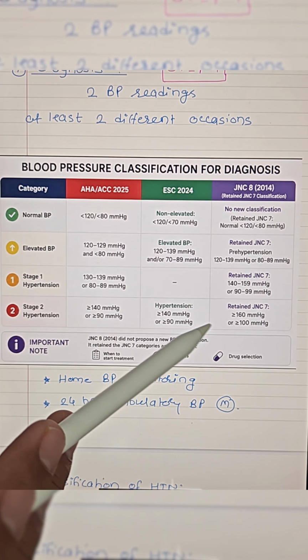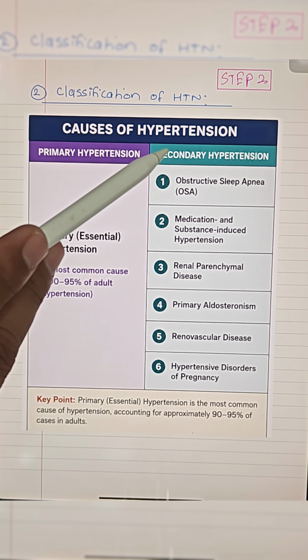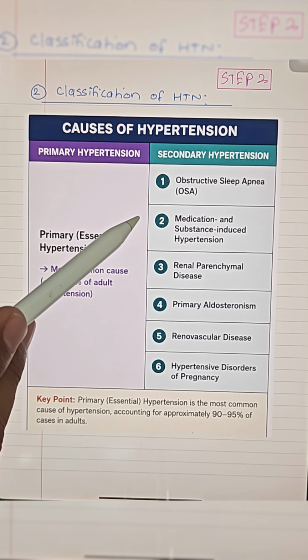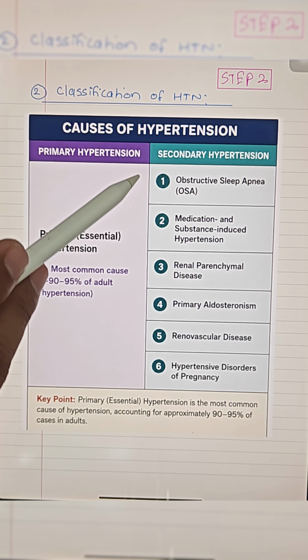So coming to step 2, it is to classify the hypertension. Broadly, it is classified as primary hypertension and secondary hypertension. 90 to 95% of adults diagnosed with hypertension have primary or essential hypertension only. So we do not get any definite cause for this hypertension. And secondary hypertension is only about 5 to 10%. So why is it secondary? Because it is secondary to some primary pathology which is mentioned here.